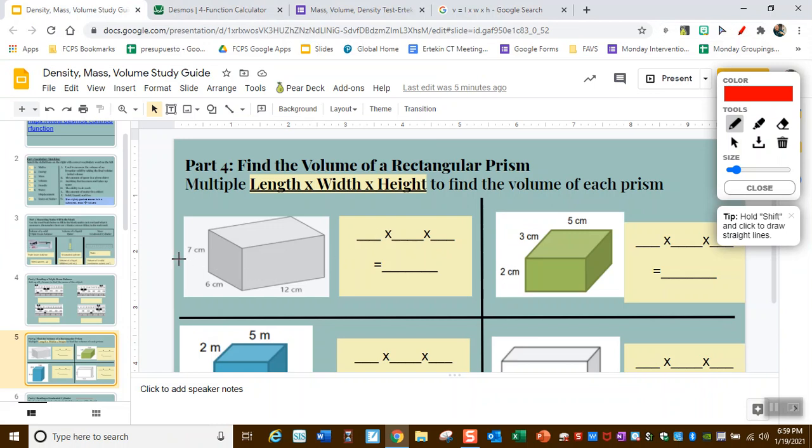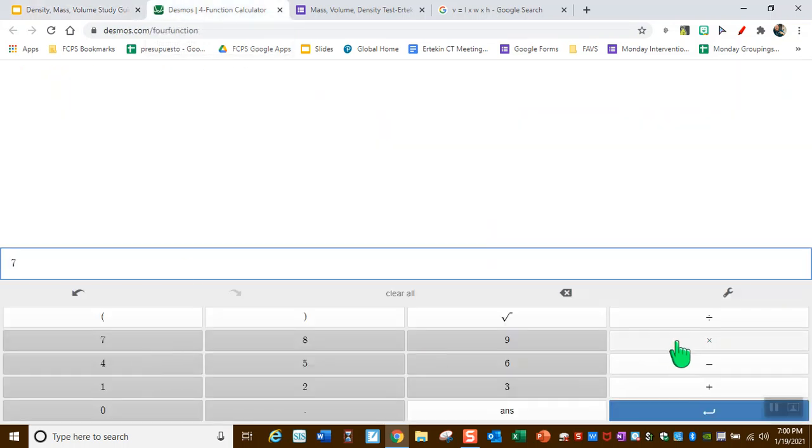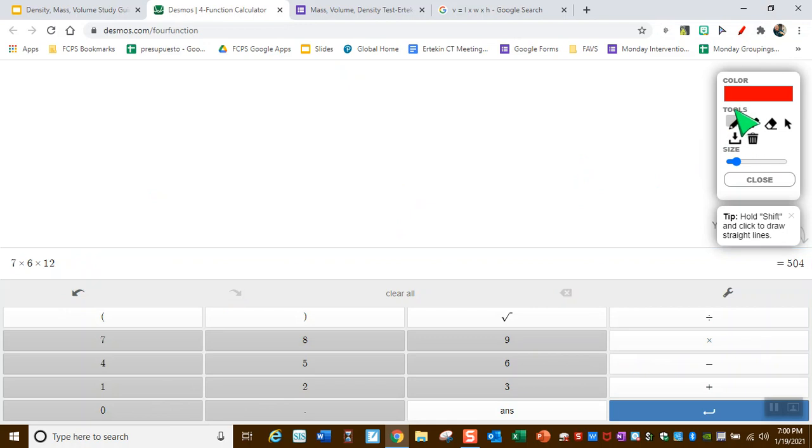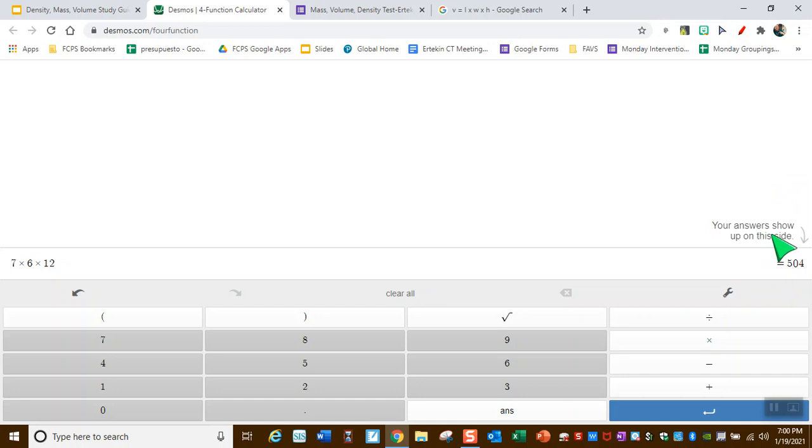So it doesn't matter the order, no importa el orden, okay? So you're going to do 7 times 6 times 12, okay? Again, use your calculator. 7 times 6 times 12, okay? You type it here. Oops, why isn't this working? Okay, anyway, 7 times 6 times 12 is 504, okay?